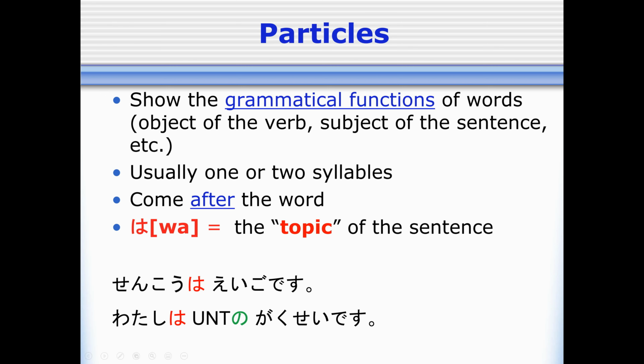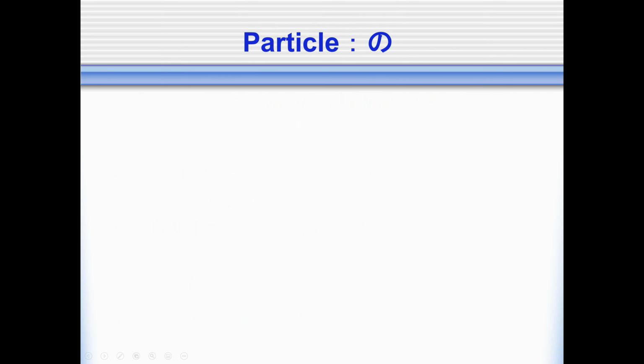A lot of the time this no is kind of like the apostrophe s that we have in English. It shows us that one thing belongs to another. So I am a student. What kind of student? I'm a student who belongs to UNT. UNT no 学生.